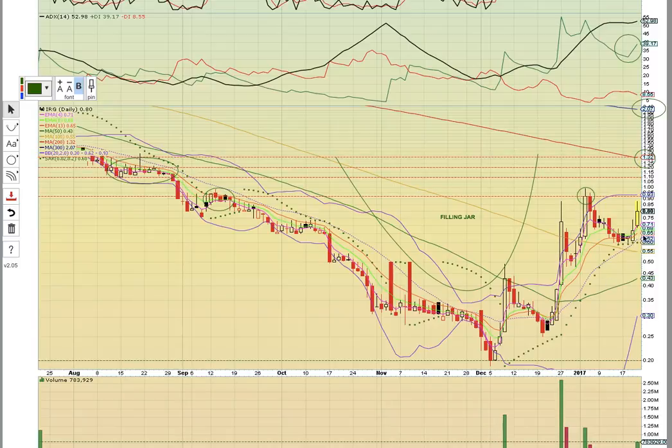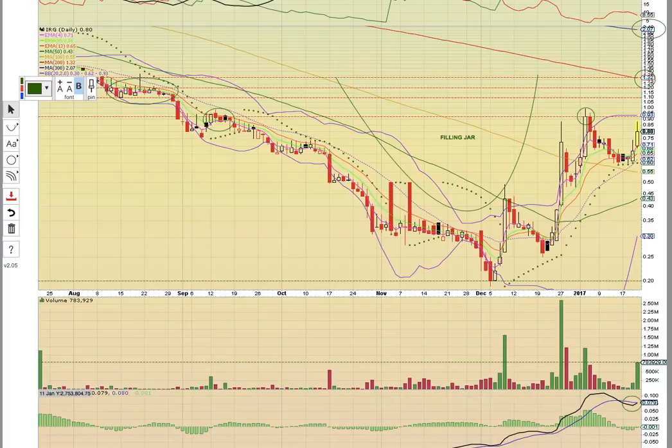The middle Bollinger Band is the key level to hold. As long as that's holding, the uptrend should continue. If it breaks, that'll signal downside risk. We do like the bullish volume spike down here.